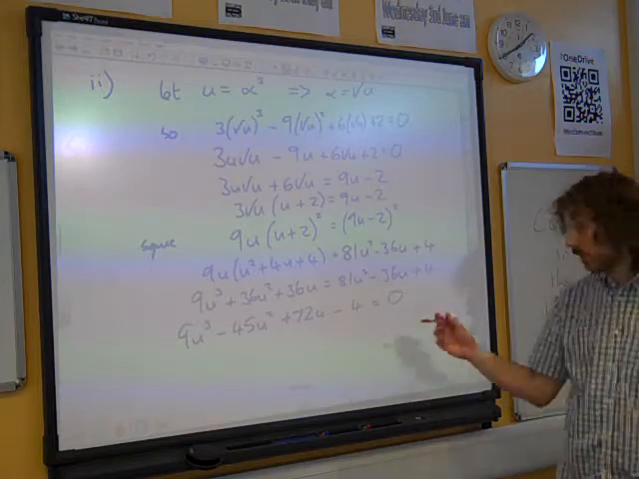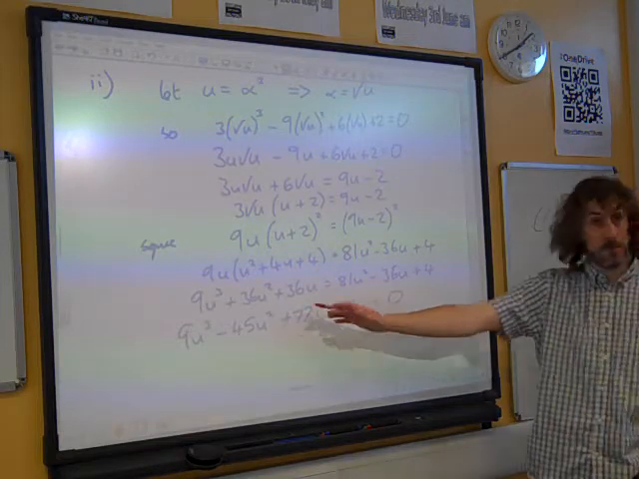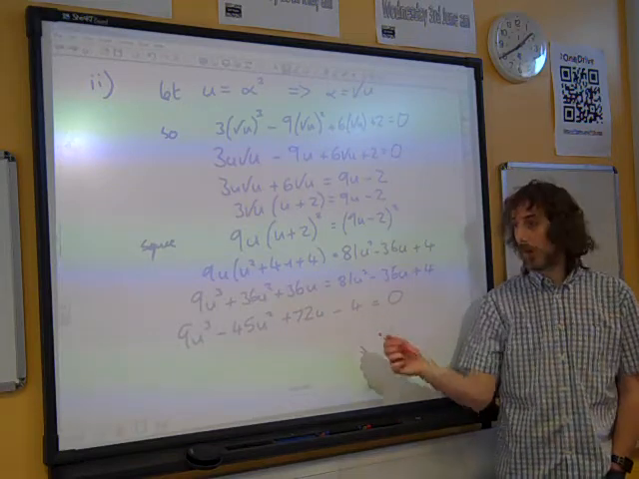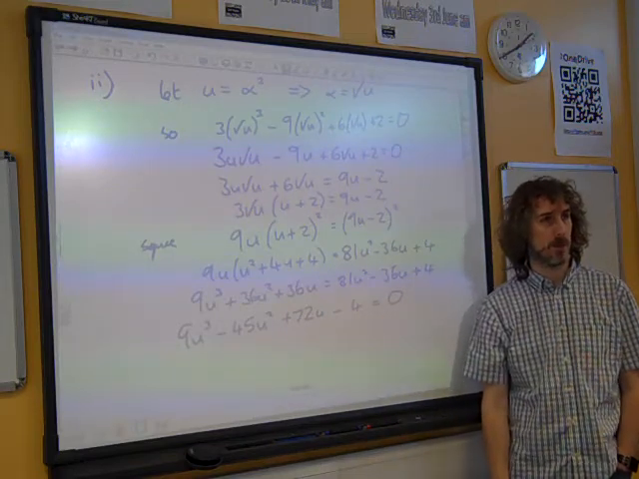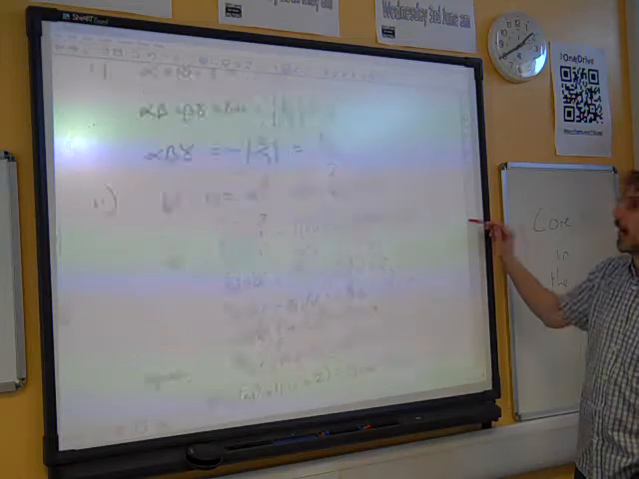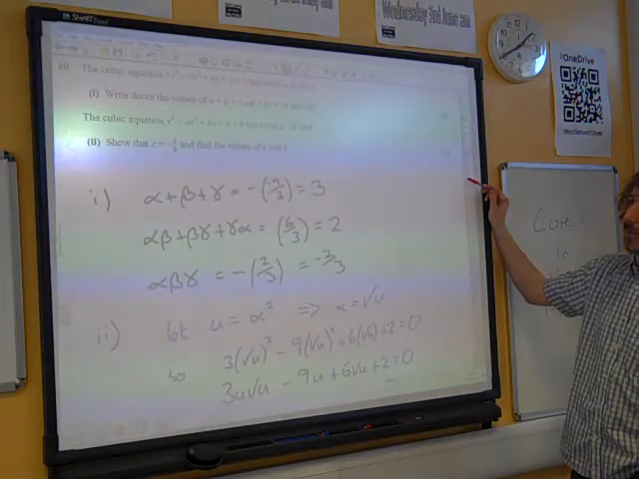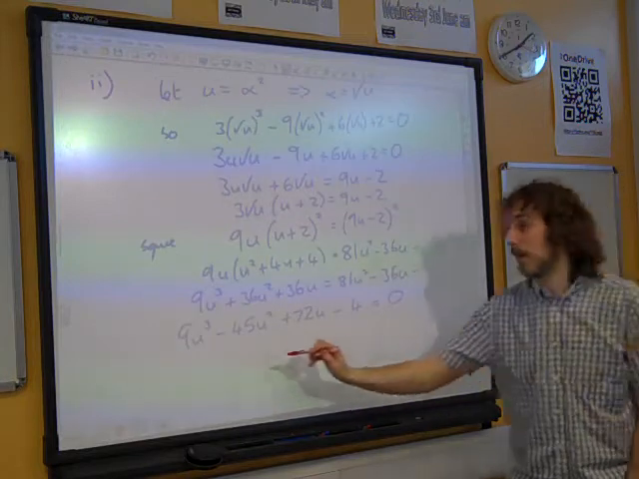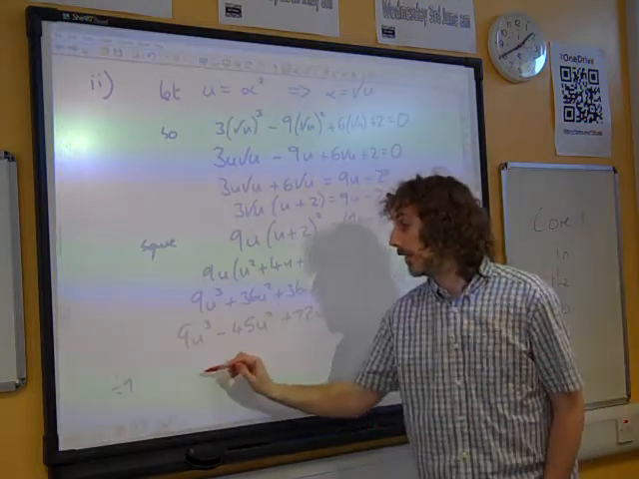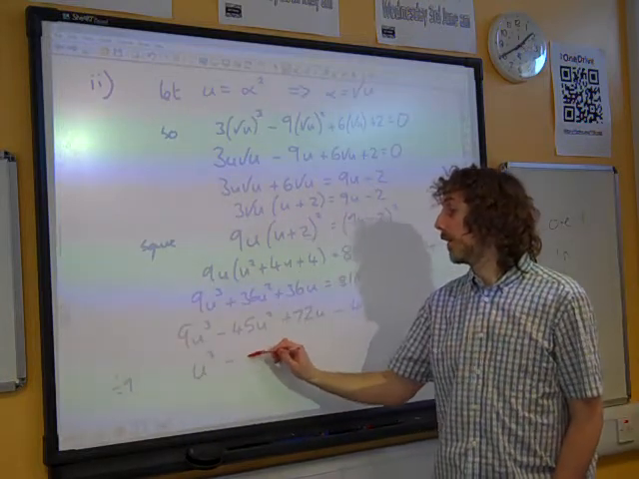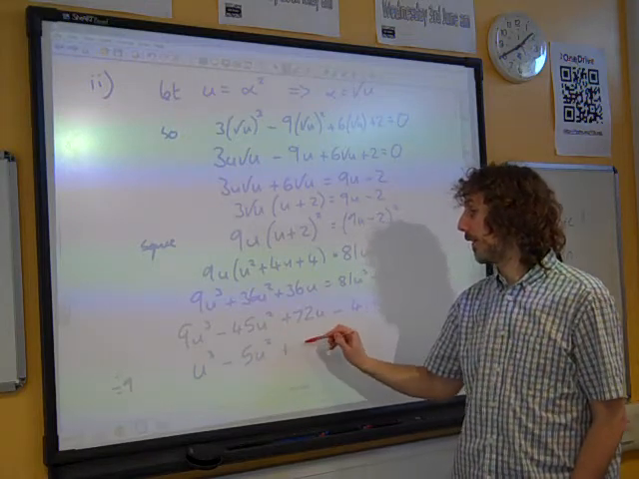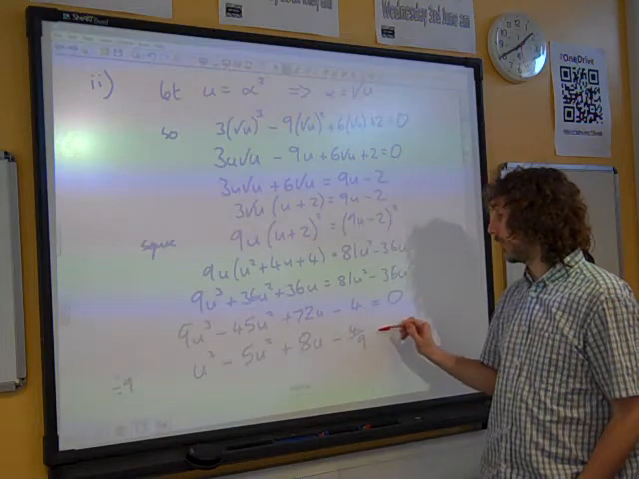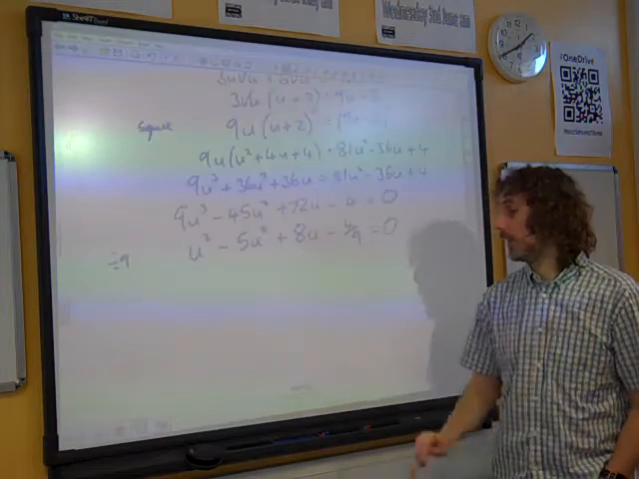Now, our equation that we're aiming for, there, we've done it, by the way. We've got our cubic. The roots of this cubic are alpha squared, beta squared, gamma squared. It's not the cubic that we're talking about, though, because the coefficient of x cubed is 1 in that one. So let's divide by 9 to give us u cubed minus 5u squared plus 8u minus 4/9 is 0.